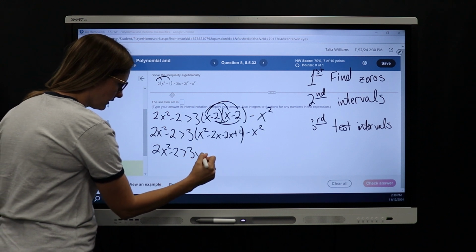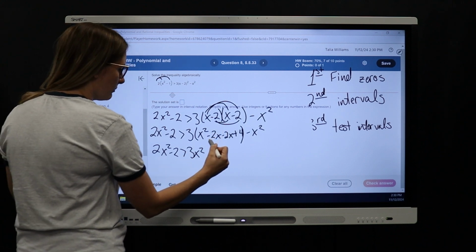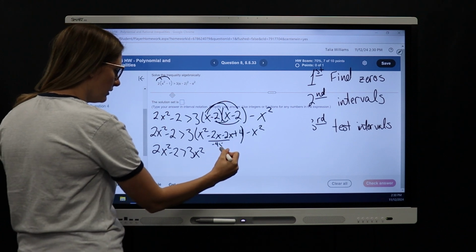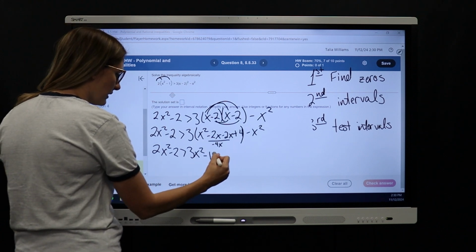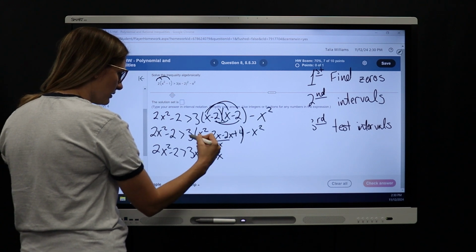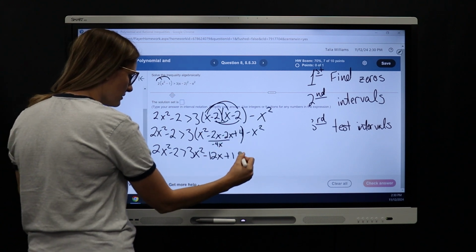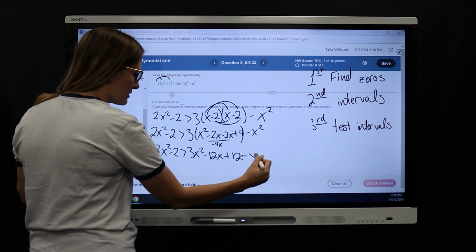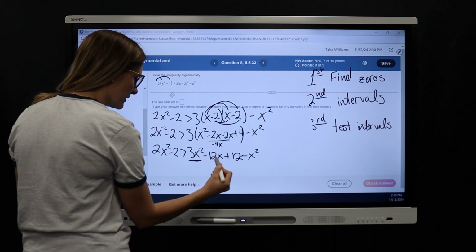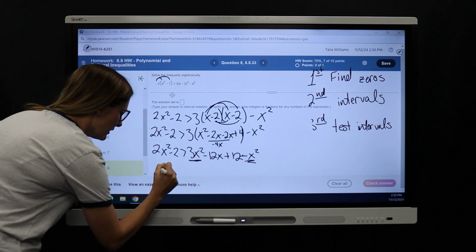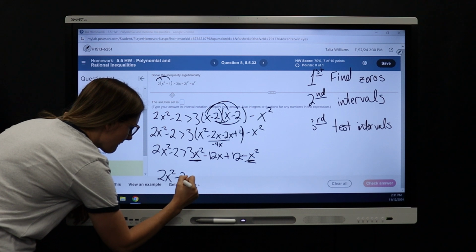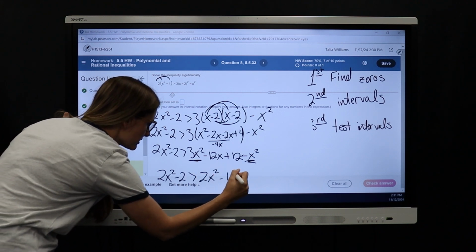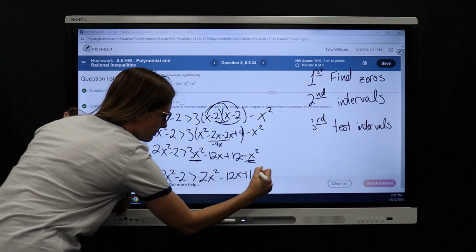So I'm going to have 3x squared. I'm going to go ahead and combine these two though. Negative 2 subtract 2 would give us a negative 4 here. 3 times a negative 4 is going to be negative 12x. And then 3 times my 4 there is going to be positive 12. And then this one's not included in the parentheses, so it just comes down. Now I'm going to do 3x squared subtract 1x squared. And that's going to be 2x squared minus 12x plus 12.